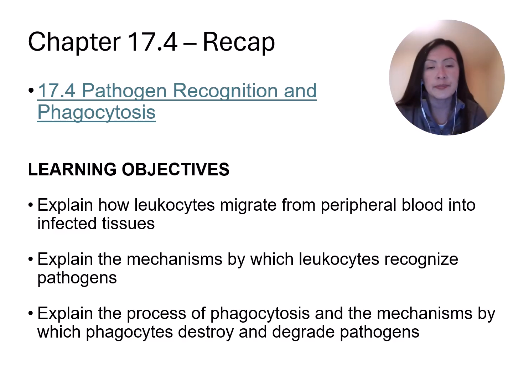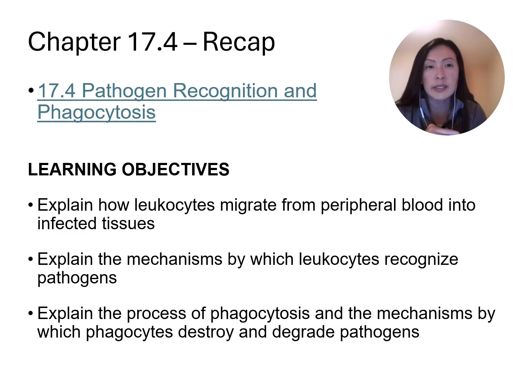For the second learning objective, they ask, explain the mechanisms by which leukocytes recognize pathogens. So leukocytes use two main recognition strategies. We saw opsonin recognition or opsonin-dependent recognition, where, remember, pathogens are coated with opsonins, which make phagocytosis easier. Examples of opsonins include the complement proteins like C3b, C4b, or C1q. They can also be coated with antibodies or lectins. And phagocytes have receptors that specifically bind to these opsonins.